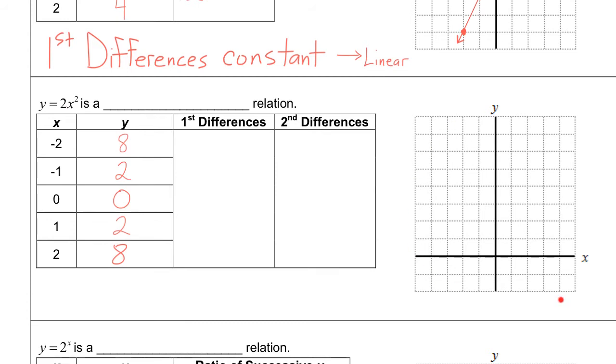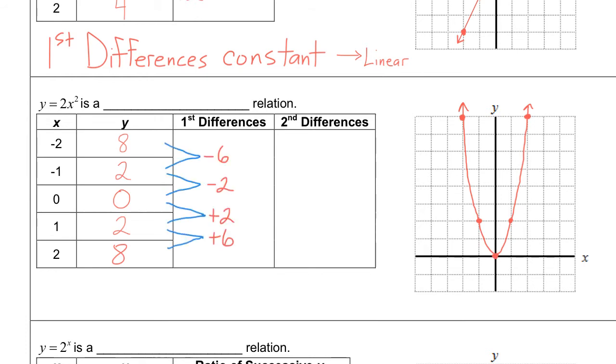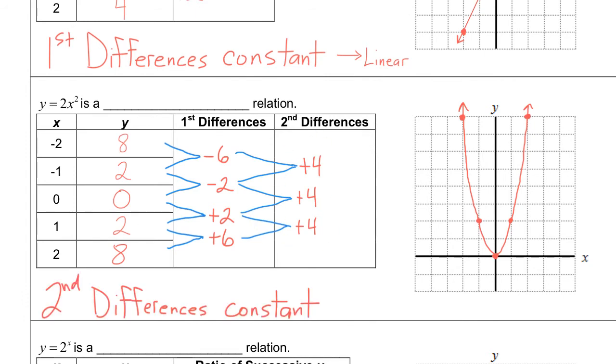We can plot those points on the grid, and we see a parabola. So from the shape of the graph, we can tell this is a quadratic relation, but also from the table of values, we can figure it out. And we've seen this before when we looked at quadratic relations. The first differences are not all the same, so we know this is not linear. So now we check the second differences. And they are all the same. So because the second differences are constant, we know this is a quadratic relation.